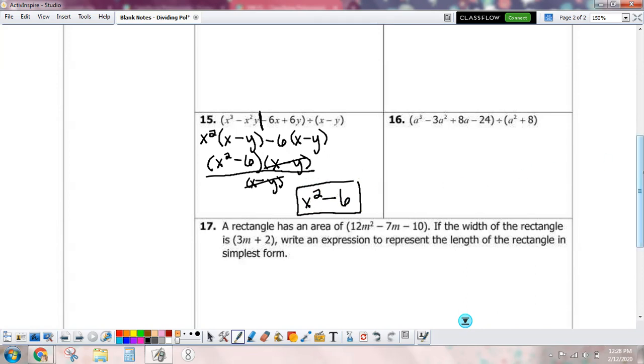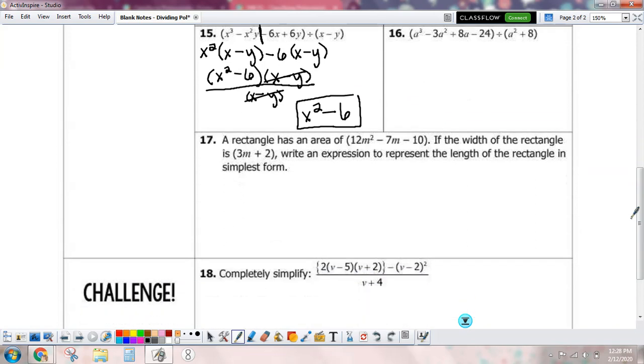Okay, the last one I want to do is 17. I was going to get you started on this one, but actually, we're just going to do this one because it involves a slip and slide. So 17, we have a rectangle that has an area of 12m squared minus 7m minus 10. If the width of the rectangle is 3m plus 2, write an expression to represent the length of the rectangle in simplest form. So first of all, to find the area of a rectangle, we know that area equals length times width. But I want to set this up so that we're solving for the length.